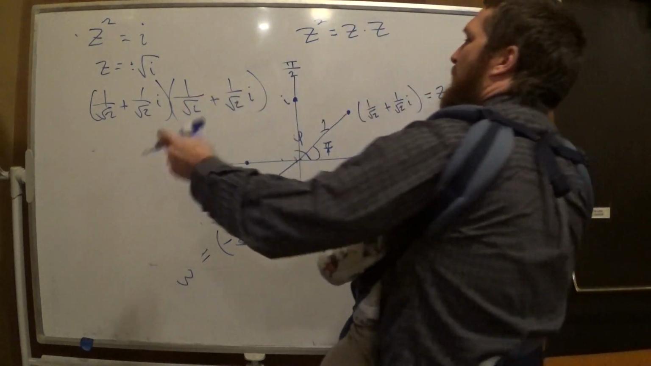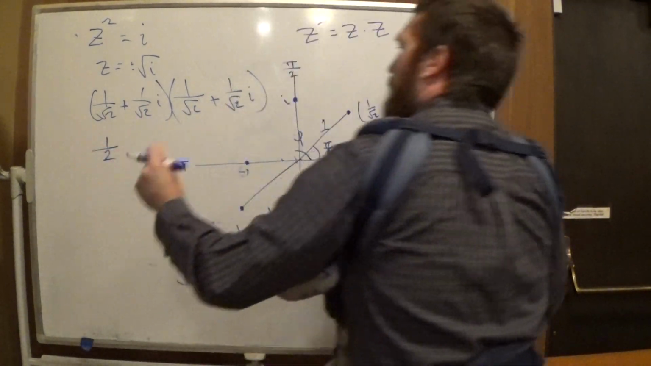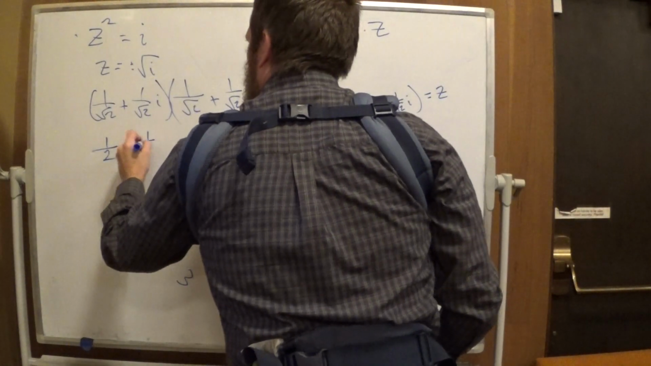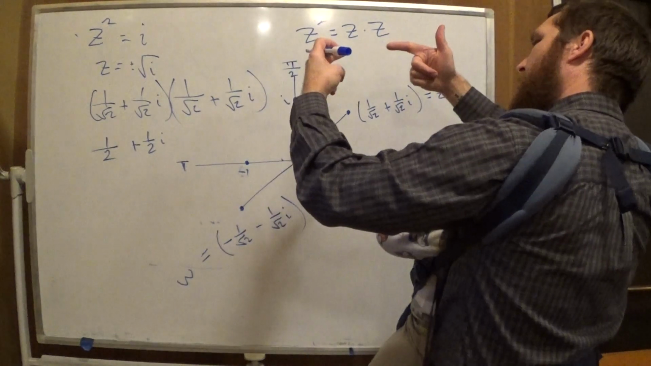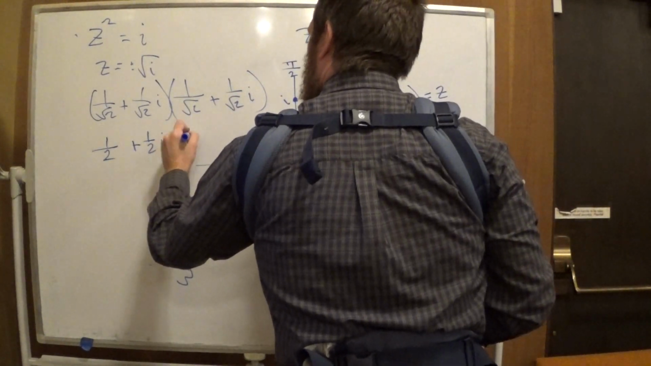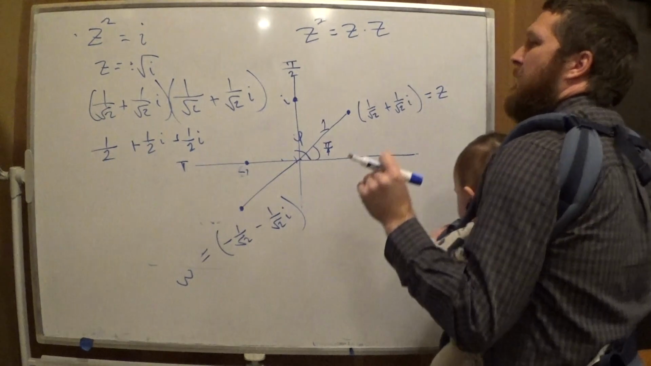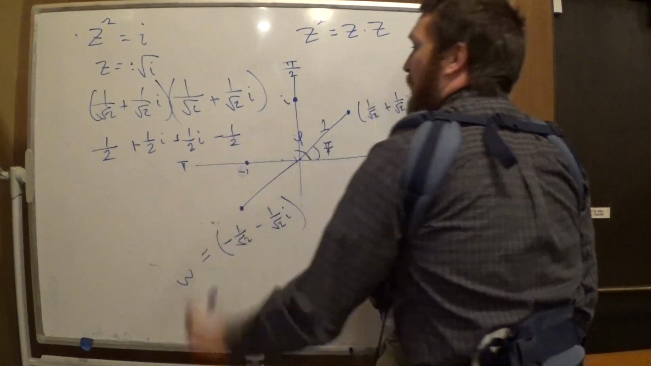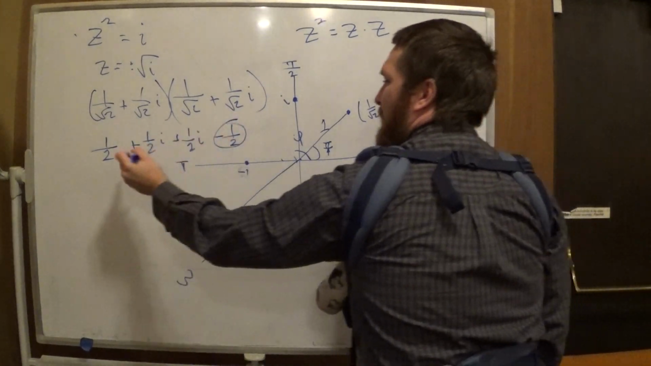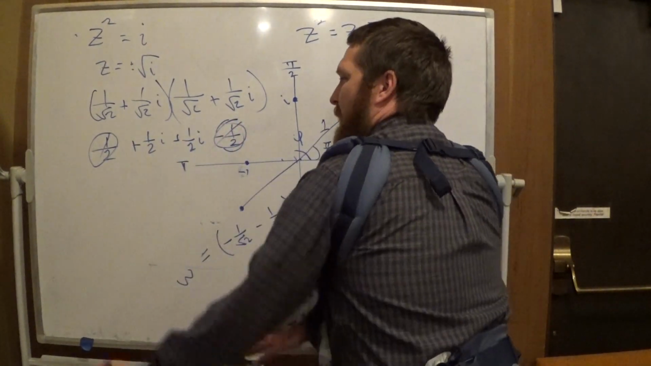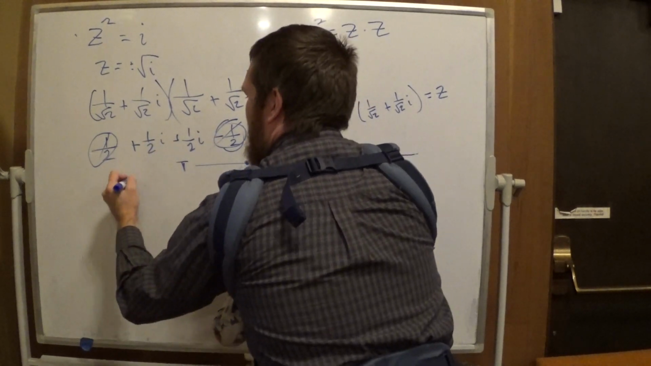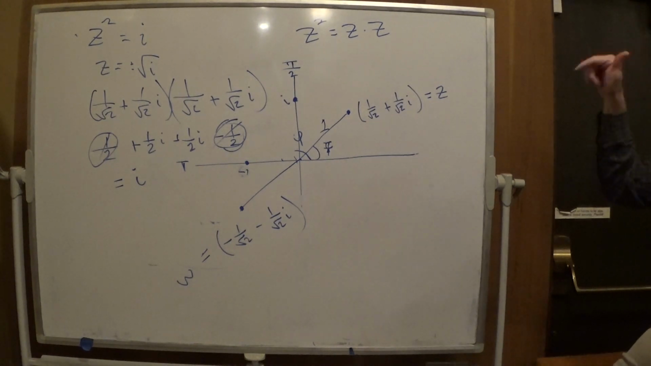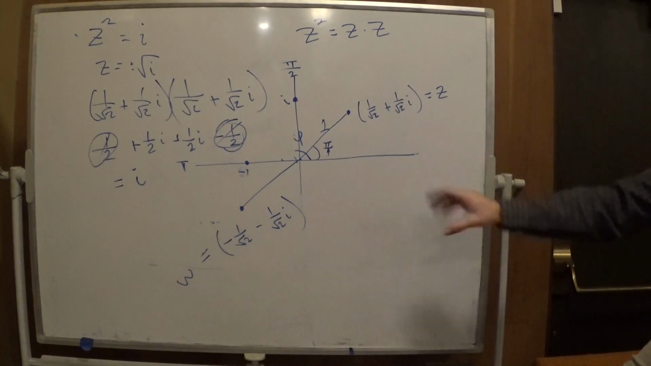So first, outer, inner, last. First is 1/2. Outer, 1/2 i. Inner, 1/2 i. Last, 1/2 i squared, which is negative 1/2. So this guy and this guy cancel. And I get 1/2 i plus 1/2 i, which is just, oh, plain old i. Nice. But there's another way to be on the plane and have this property.